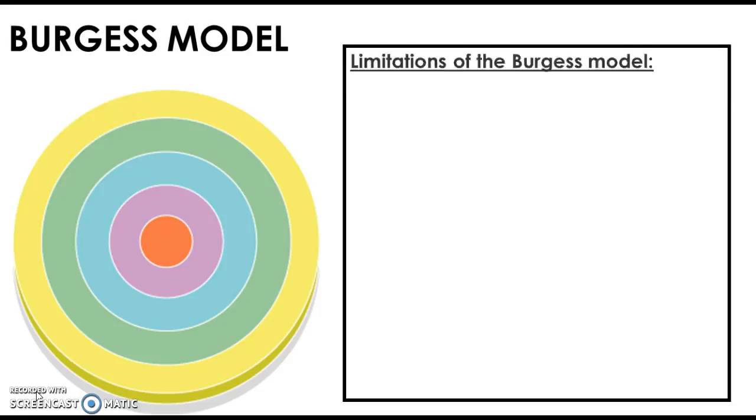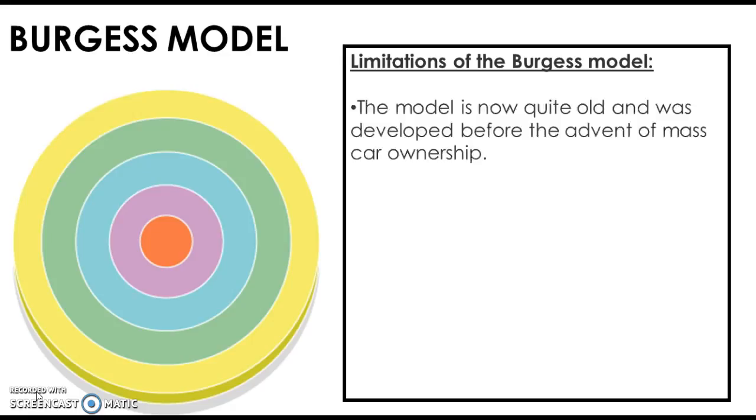There are some limitations with Burgess's model, not least the fact that it was designed in the 1930s around an American city. It's quite old, obviously, and at that point lots of people didn't have access to their own transport and their own car. As a result, land use has changed significantly because people are much more mobile, and therefore cities don't need to be built to cater for people getting in and out of the city by public transport, because we can now get ourselves there independently.